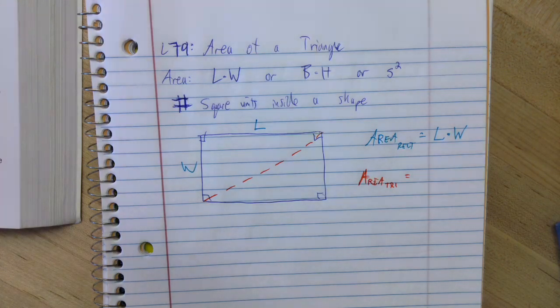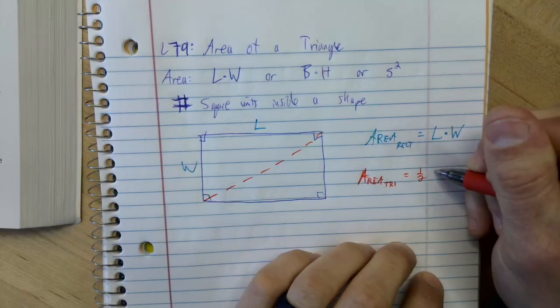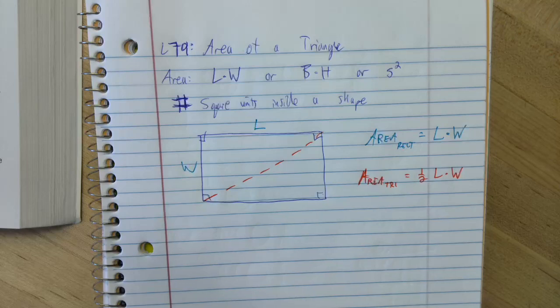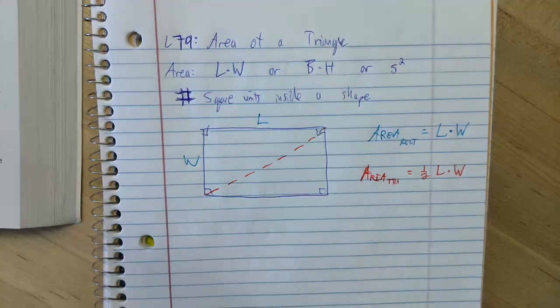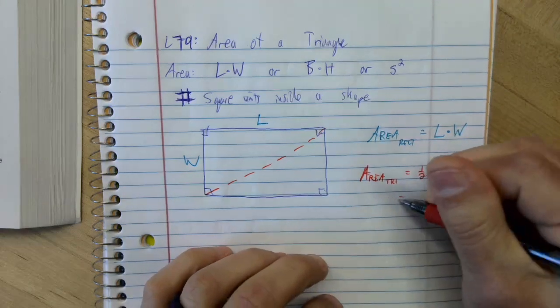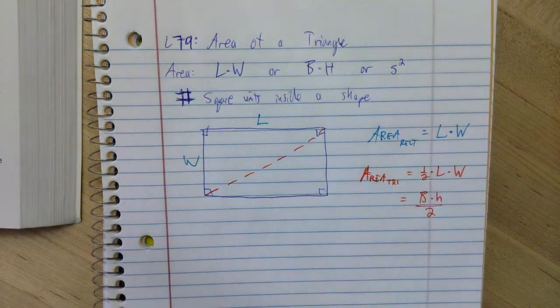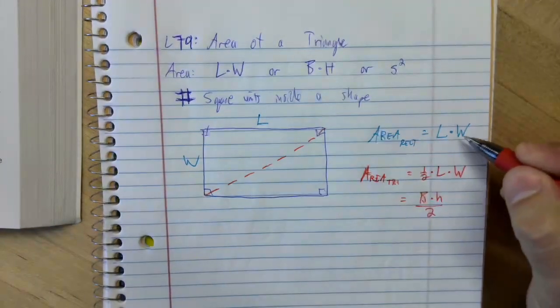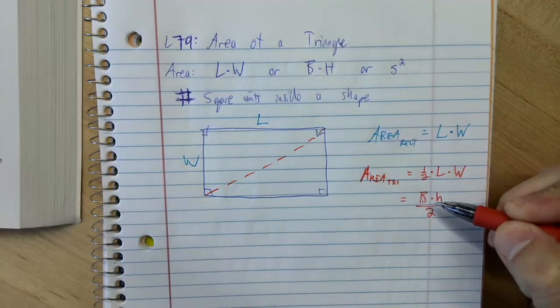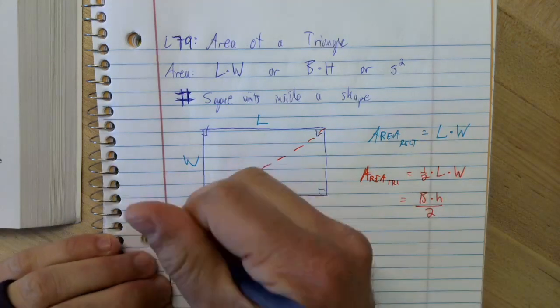Does anybody else agree with that? So are you saying that it could be as simple as 1/2 L times W? Yeah. I'm going to put a little multiplication symbol in here. I'm also going to remind you that you could also rewrite this as base times height divided by 2. See, multiplying by 1/2 is the same as dividing by 2. So we just used the rectangular area formula to derive the area of a triangle. So let's do a couple examples, and then we'll move on, because I think this one is pretty straightforward.